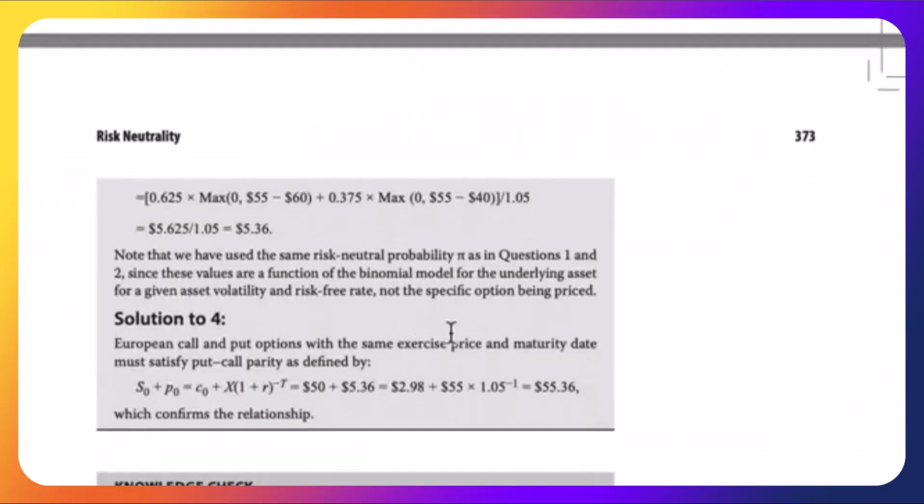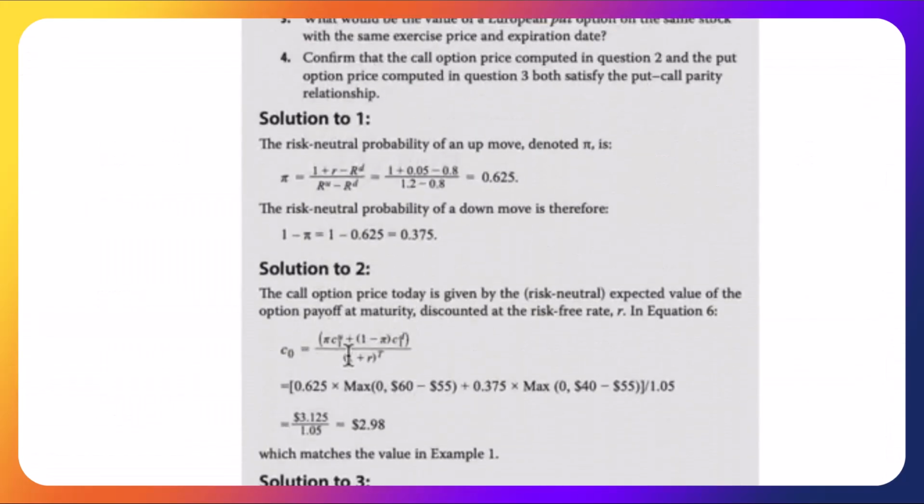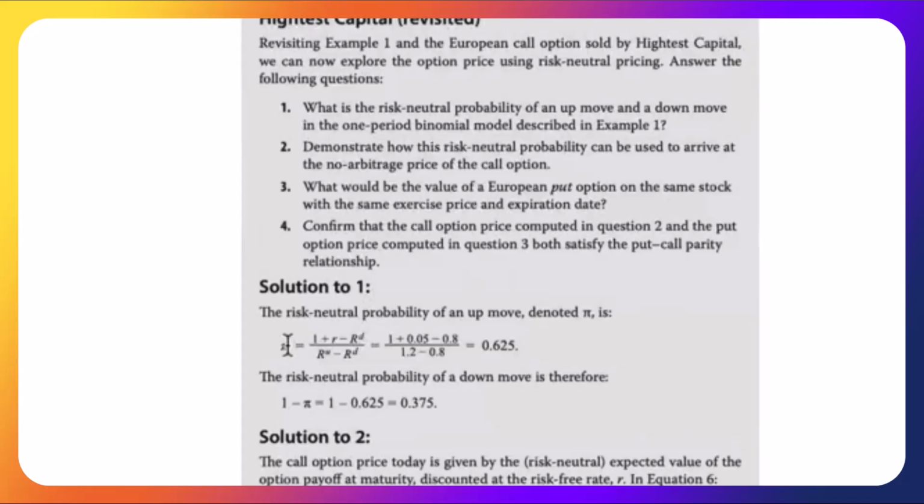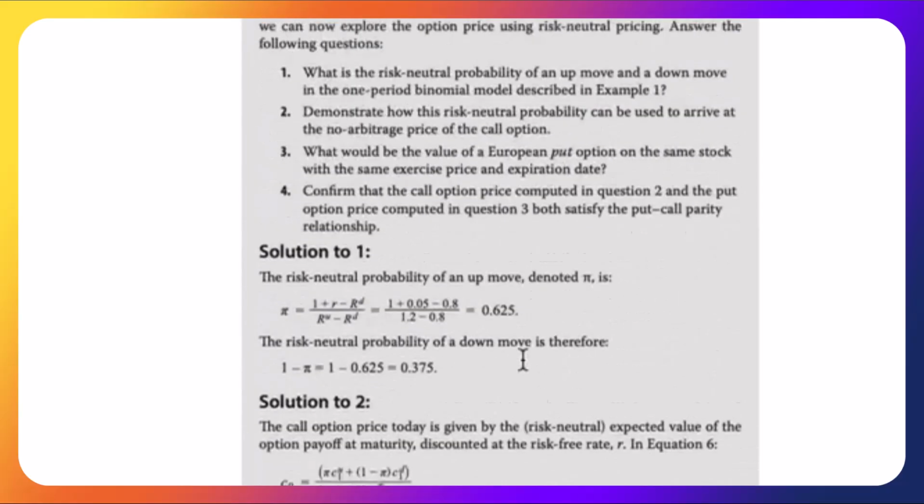I should read this because this is important. Note, we have used the same risk-neutral probability as in question 1 and 2, since these values are a function of the binomial model for the underlying asset for a given asset volatility and risk-free rate, not the specific option being priced. If we look at the risk-neutral probability, 1 plus R, well, that's the risk-free rate. RU and RD, that's the volatility. Notice that nowhere in coming up with that probability do we consider the stock price or the call or the put price at all. All right, what's the last one here?